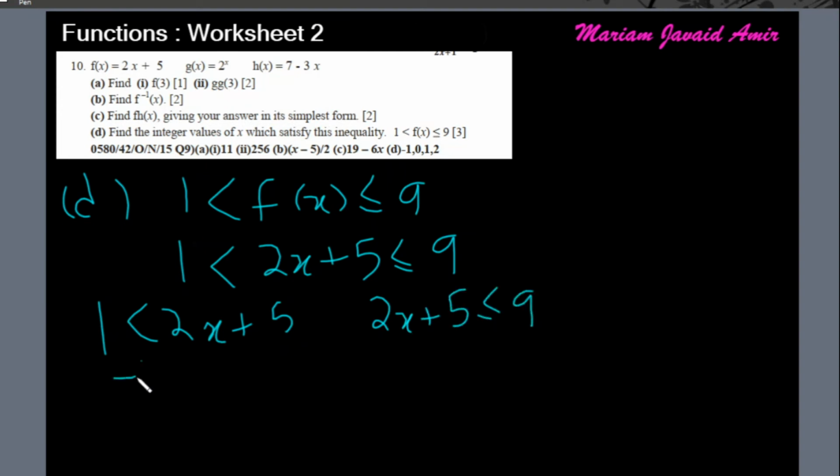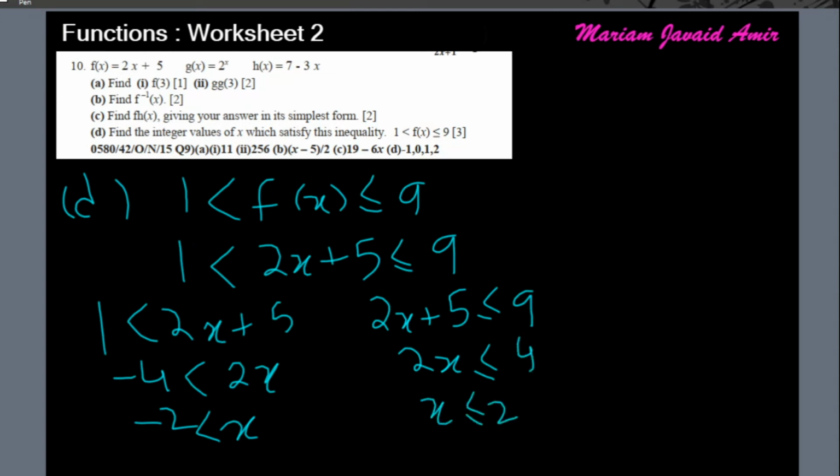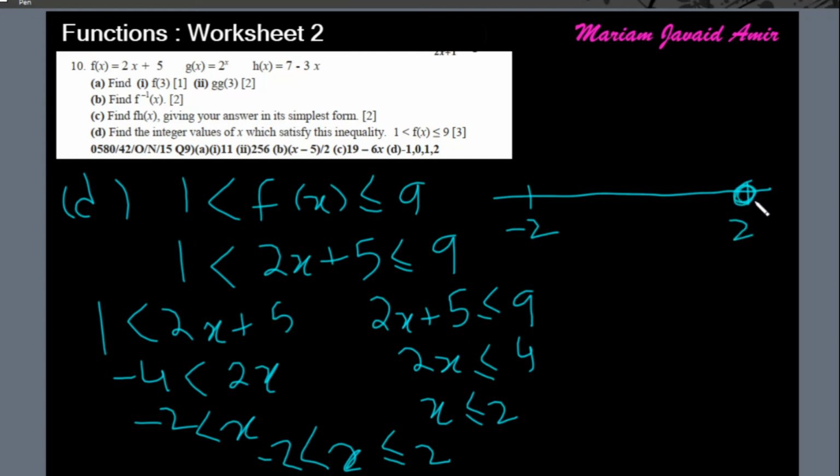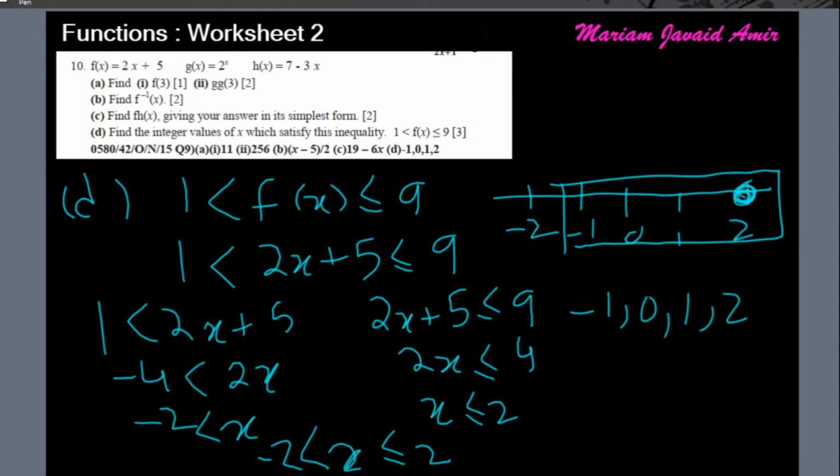So we get minus 4 and 2x here. So x is greater than minus 2, and here we get 2x is less than or equal to 4, and x is less than or equal to 2. Combining these two, I am getting x is bigger than minus 2 but less than or equal to 2. So the integer values would be the integer values between minus 2 and 2, but we have to include 2 and not minus 2. So we get minus 1, 0, 1 and 2. These 4 are the answers.